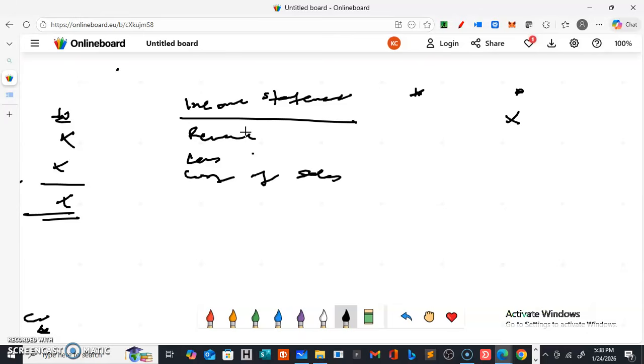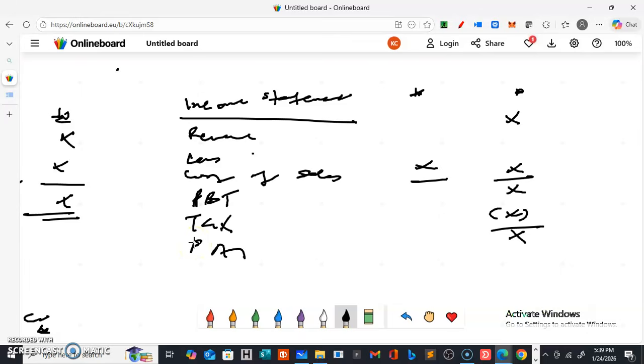So we have revenue, then cost of sales. Then we are going to have PBT. Then we recognize tax, and at the end of the day, we're going to be left with the PAT. Now, this cost of sales must have gone through some workings, some notes. So how do we arrive at the cost of sales?